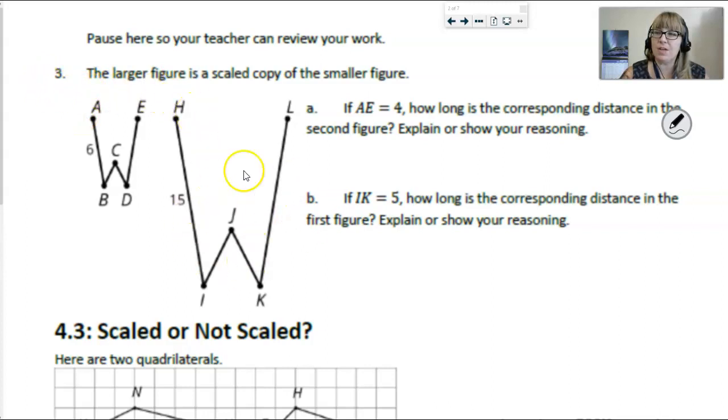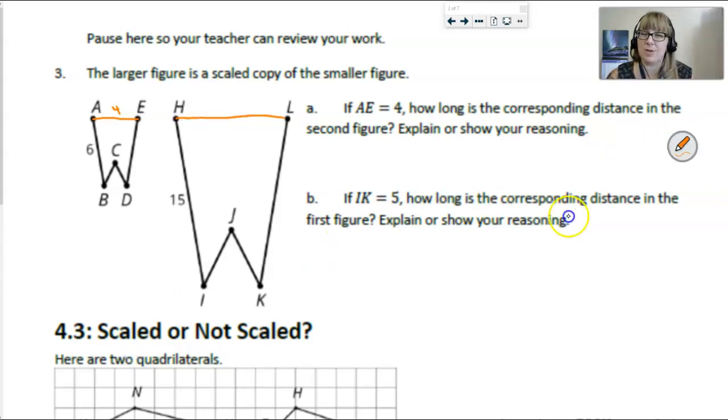It says the larger figure is a scaled copy of the smaller figure. And it says if AE is equal to 4. Now AE again is not actually drawn in the figure. It's this distance here. And it says AE is 4. But based on what we saw before, can you figure out what this corresponding distance is going to be? It might be tricky at first, but you can, because the information that it gives us is we know that this 6 scaled up to become a 15.